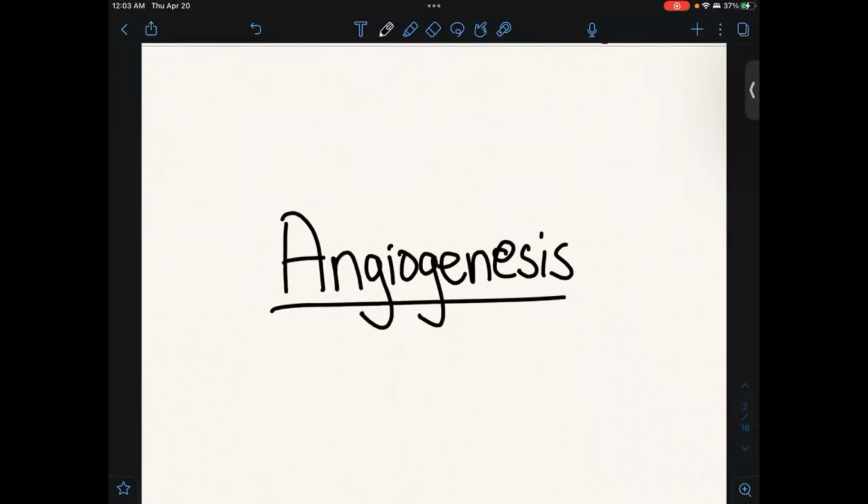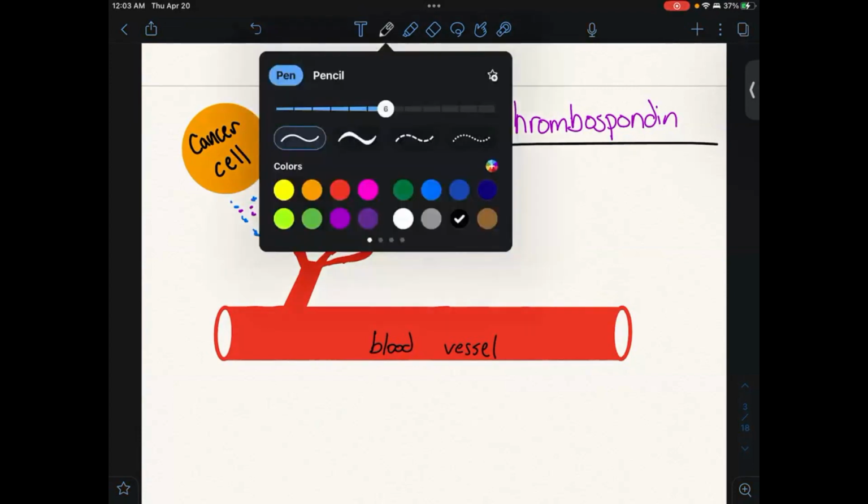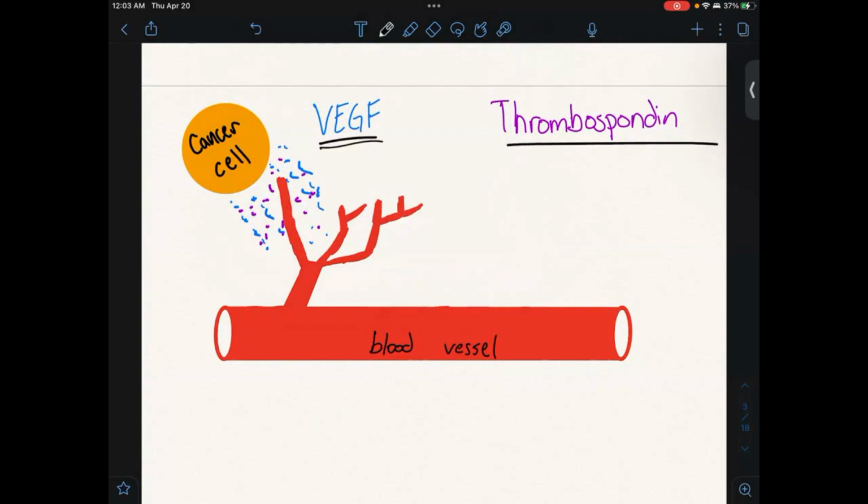Let's talk about angiogenesis. Angiogenesis is basically when the cancer cell tells the blood vessels, hey, come grow this way, come grow towards me. And it does that by extruding something called VEGF. VEGF, or vascular endothelial growth factor, is a growth factor that makes the blood vessels grow towards the cancer cell.